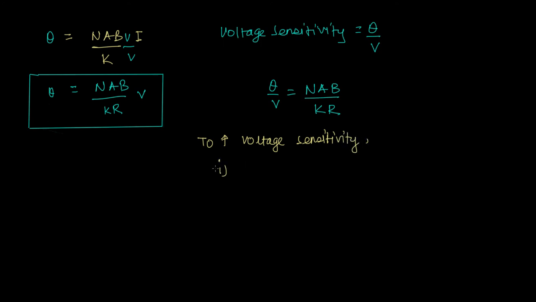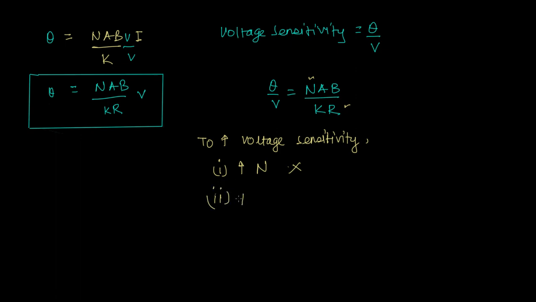Let's keep this equation in front of us, and we can say that we can increase N. But there's a trap here. If you increase N, R also increases in the same proportion. So though it seems to be changing something, it actually does not. So this is absolutely not feasible. This was actually feasible earlier in current sensitivity, but for voltage sensitivity, increasing the number of turns will do nothing. Though it looks like it'll do something.